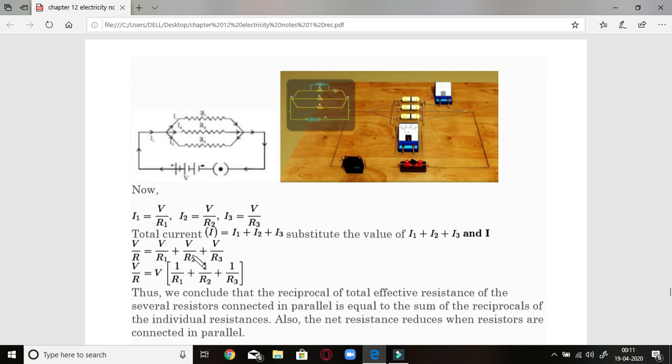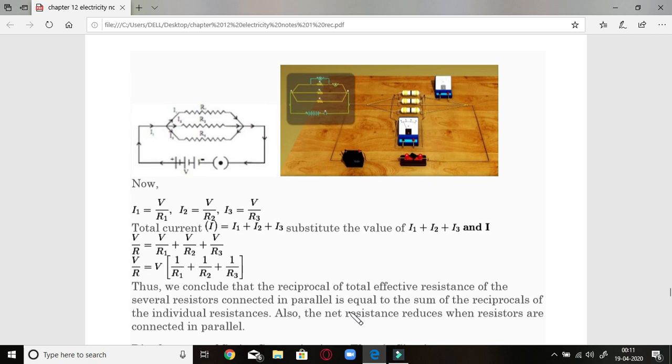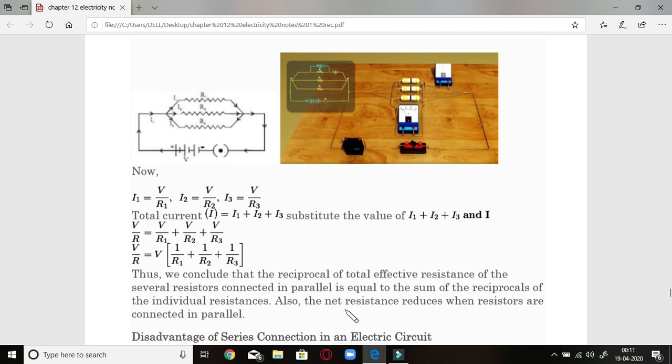So V by R is V by R1 plus V by R2 plus V by R3. When we calculate it, we will find that 1 by R will be equal to 1 by R1 plus 1 by R2 plus 1 by R3. Therefore the reciprocal of the total effective resistance will be the sum of the reciprocals of all the resistances. And students, you know that this comes out to be the minimum one.